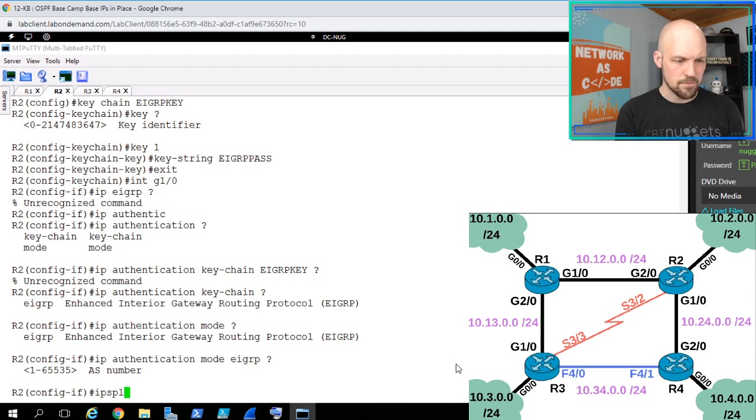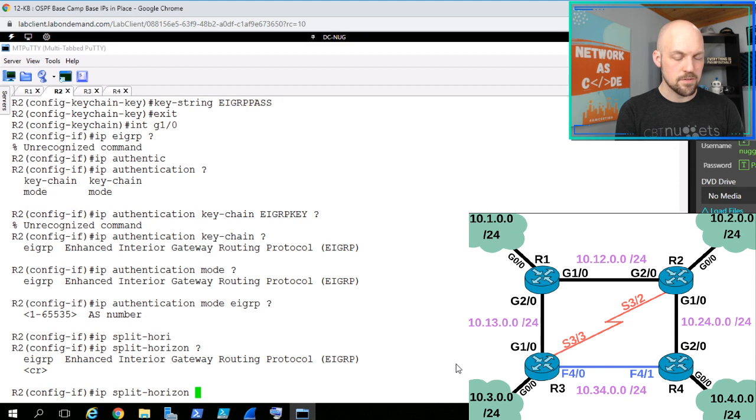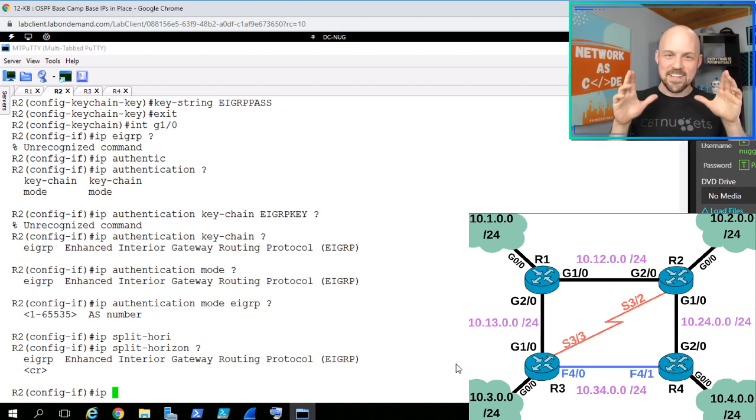let's just do split horizon, for example. If I wanted to activate split horizon on this interface, why isn't RIP showing up? Oh, it's because I don't have router RIP enabled? I'm confused by that. I swear earlier I had RIP on there, so maybe I'm just crazy. But either way, I've totally lost control of what I'm trying to say. The commands for EIGRP don't start with IP EIGRP. That's what I was trying to get at, and my example fell apart.